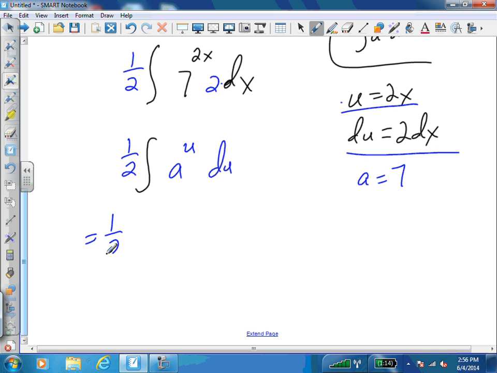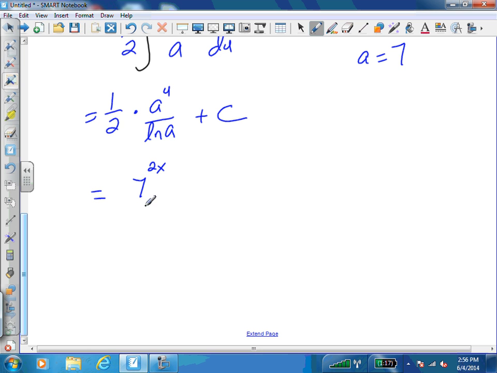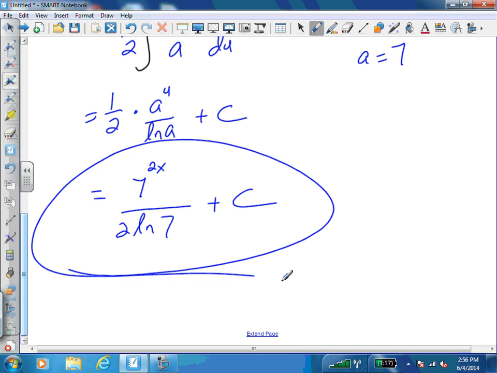We have a 1/2 out front. To integrate that, that's a to the u over natural log of a. Well, our a is 7. Our u is what? 2x. We have a 2 natural log of a on bottom, so 7 to the 2x over 2 natural log 7, plus C.